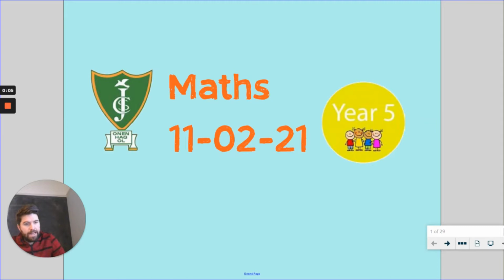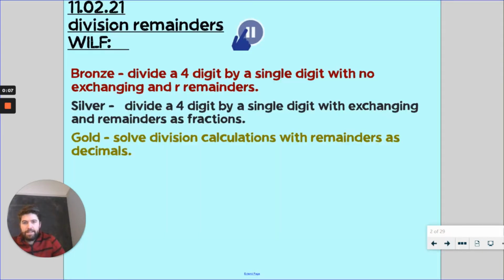Here we are then, let's get started with today's date and title. Get those into your book please. Today's title is Division Remainders. Pause and get your book ready.